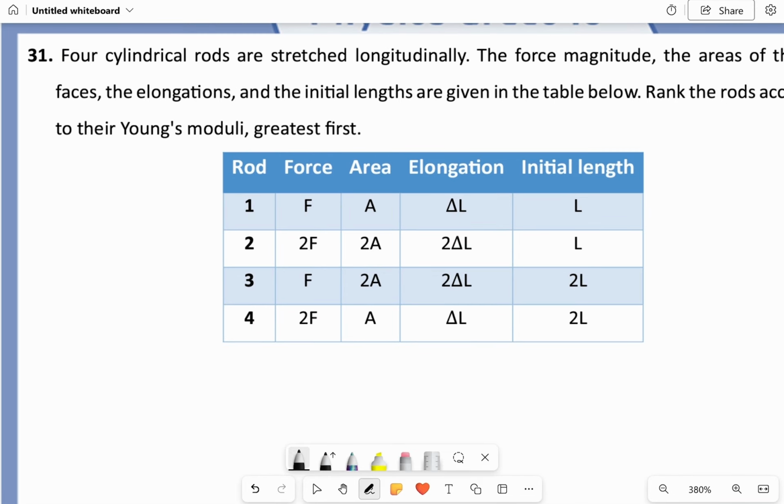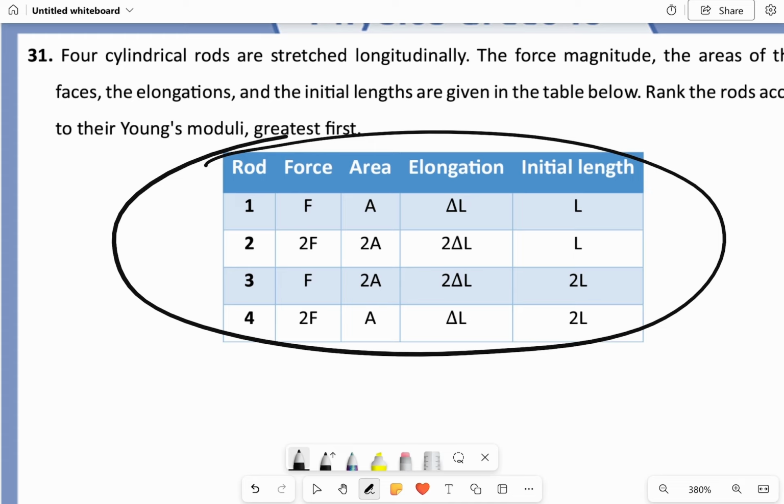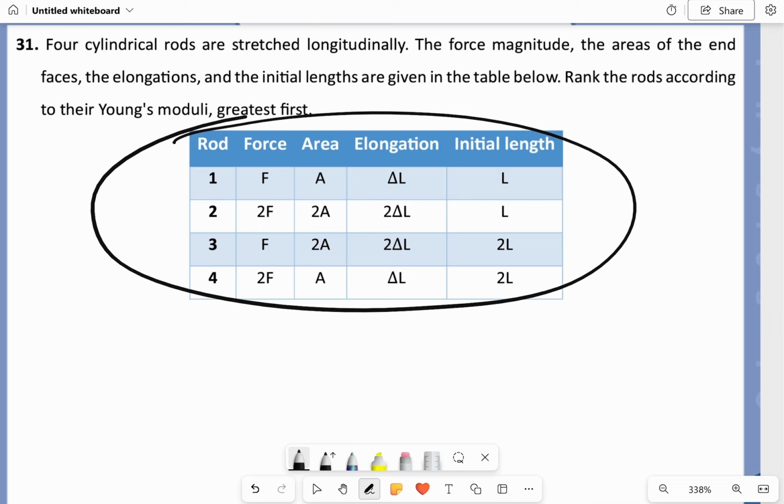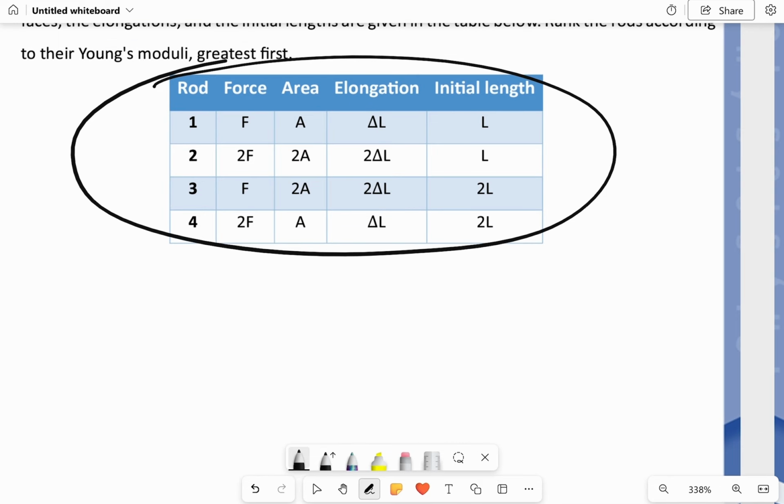Question 31. Question 31, you have this table. It's really important, by the way. You have 4 cylindrical rods stretched longitudinally. The force magnitude, the areas of the end faces, the elongations and the initial length are given in the table below. Rank the rods according to their Young's moduli. Now look, guys, Young's modulus is equal to what? You have force, you have area, you have elongation, and you have initial length.